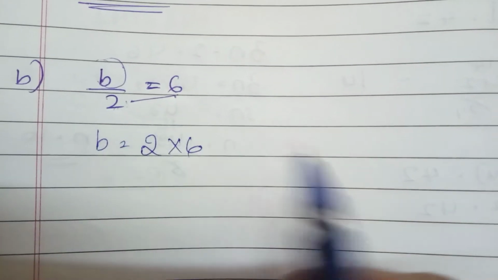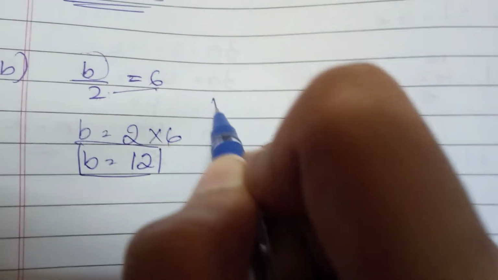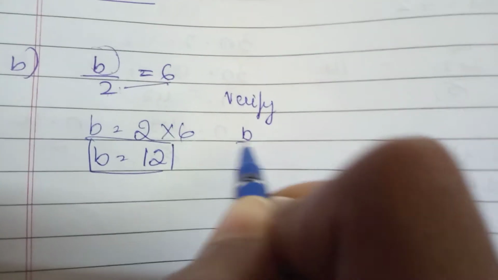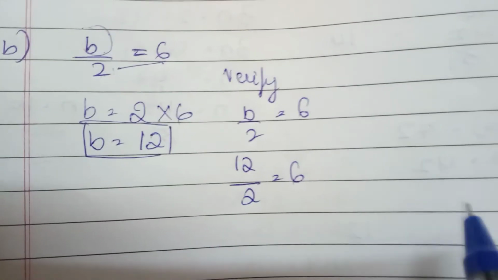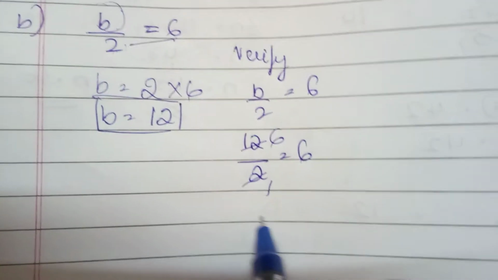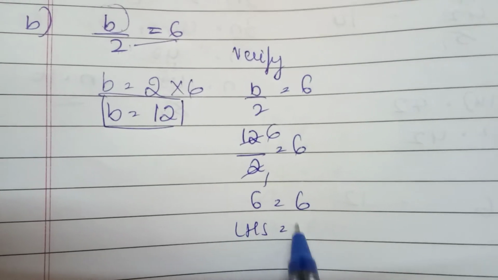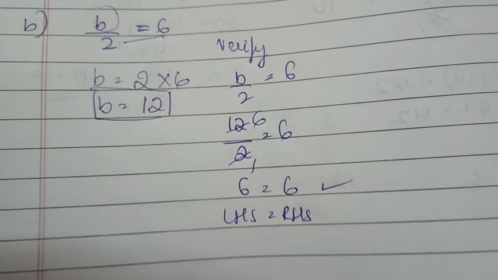So b is equal to 2 into 6. So 2 into 6 is 12. So I got the answer b equal to 12. So verify. In the b place we need to put 12. So 12 upon 2 is equal to 6. So 2 ones are 2, 2 sixes are 12. So 6 is equal to 6. So hence LHS is equal to RHS verified.